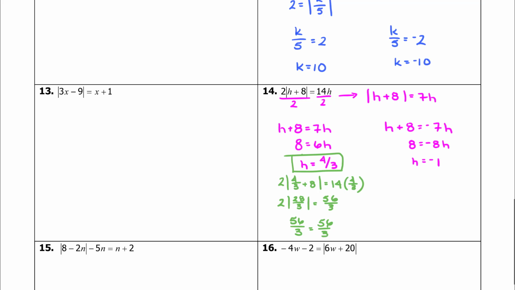Then we want to test negative 1 and see if that works. So we have 2 absolute value of negative 1 plus 8 equals 14 times negative 1. 2 times 7 is 14. 14 does not equal negative 14. So what that means is that h equals negative 1 is not a solution, and h equals 4/3 is the only valid solution to this problem.